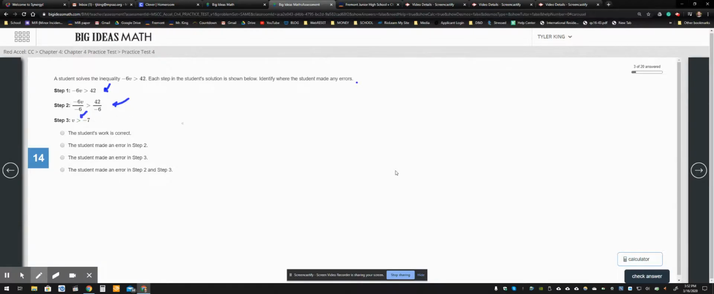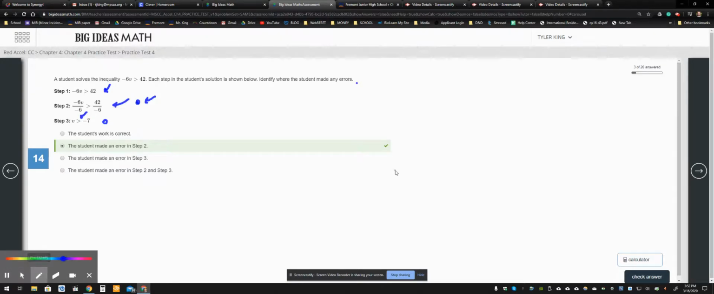So it might be step two, it might be step three. I think it will probably be step two. Let's go ahead and check that together. So we look at step two, and what do they say? And they agree. Okay, so as soon as they divide both sides by that negative 6, that's when we need to change that to being the opposite direction.